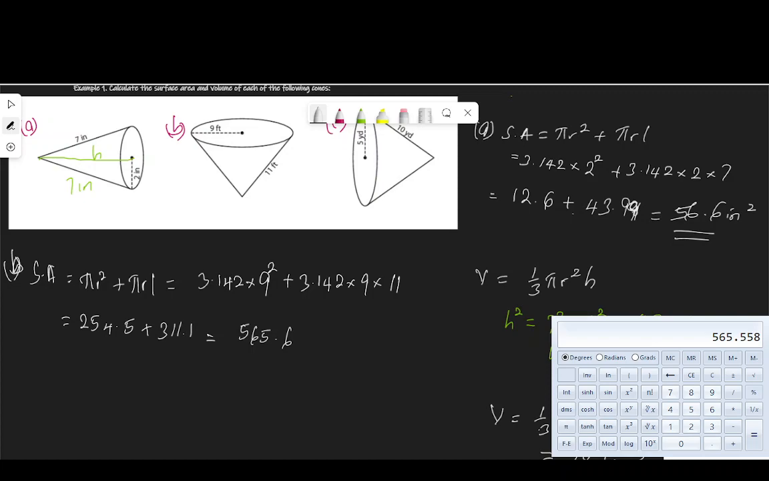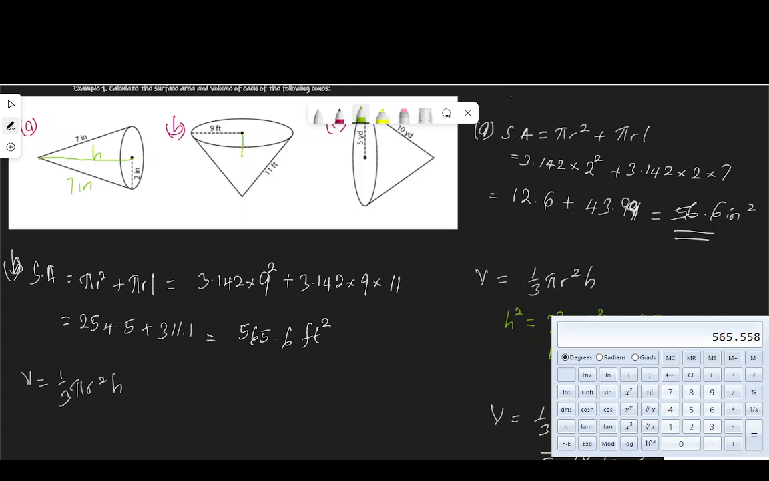565.6 feet square. That is the surface area of that cone. The volume V is 1/3 pi r square h. But h is not given, so let's calculate it first.